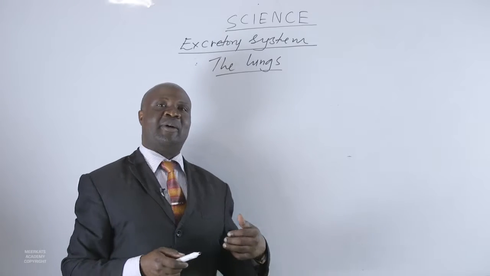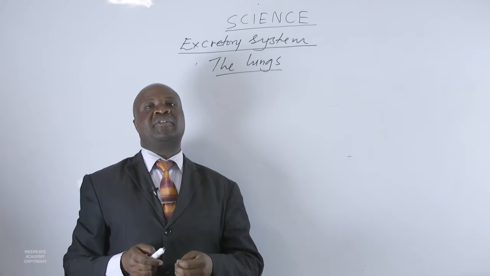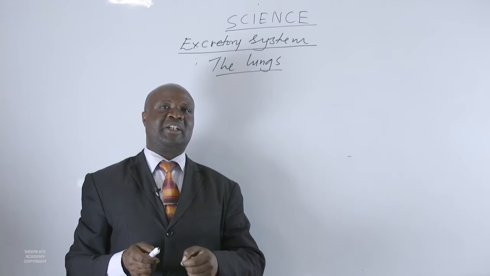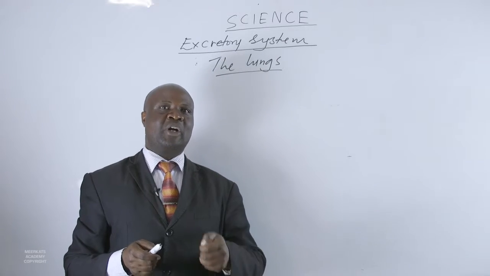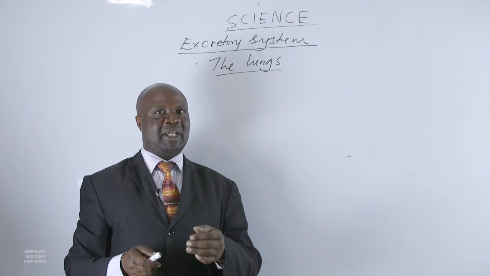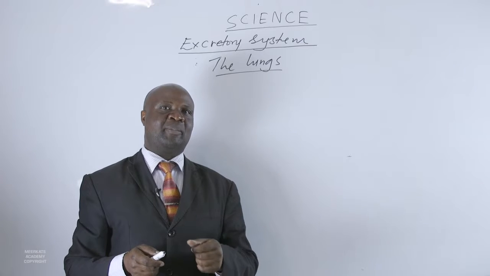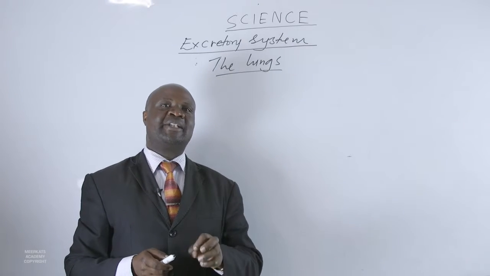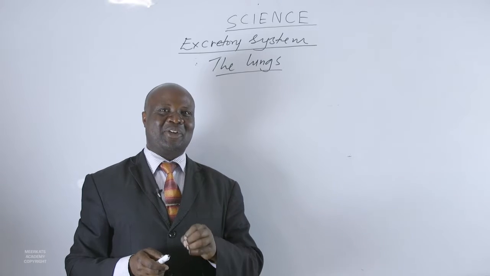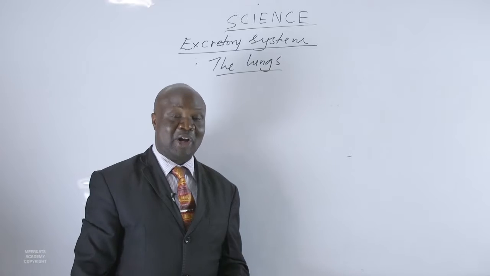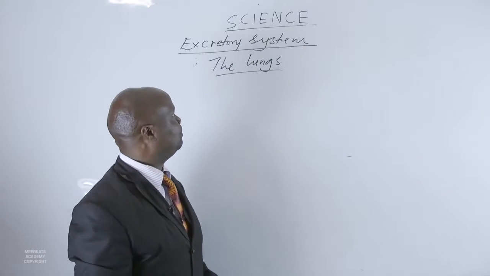Then lastly, we have come to the lungs. We have seen that the lungs are able to remove carbon dioxide from the body. Water vapor, yes, it comes in, but that is not the major one. The major byproduct from the lungs is carbon dioxide. So these three are the major excretory organs. From the excretory system, we want to advance to another system.